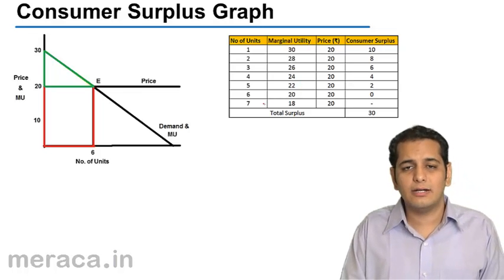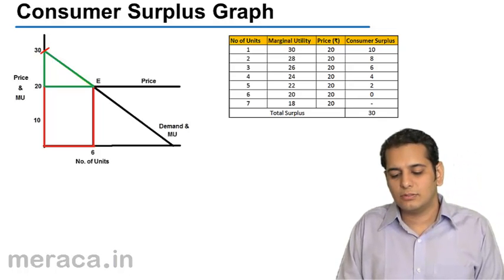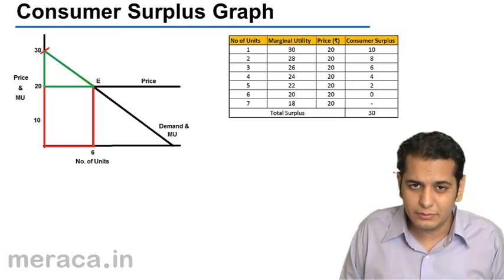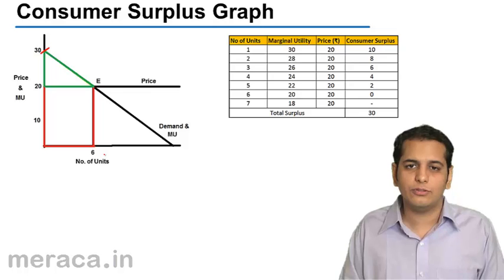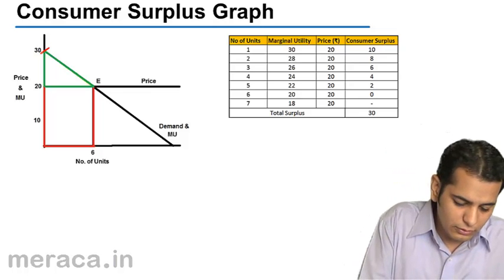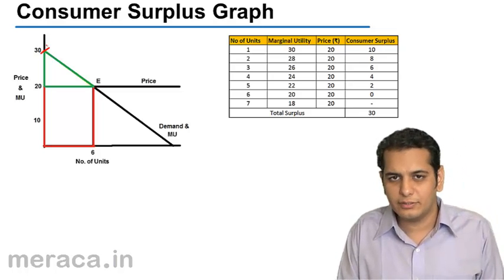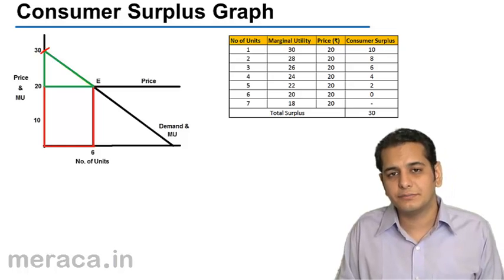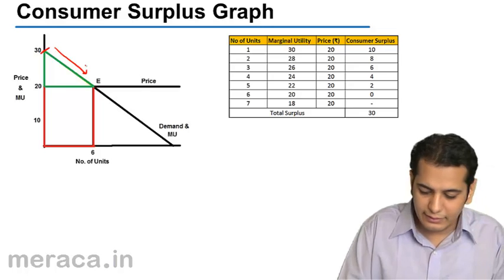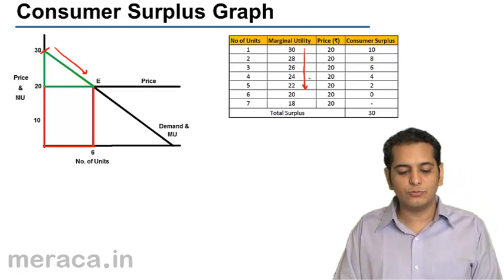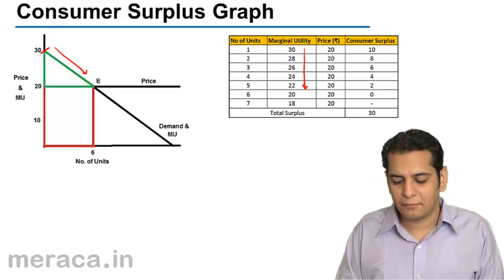We have shown in the graph that the consumer starts with 30 rupees. That is a utility of 30. We have taken price and marginal utility on the y-axis and number of units on the x-axis. So he starts with 30. When he purchases the first chocolate, he gets a satisfaction of 30, and the satisfaction level goes on decreasing as he consumes more and more chocolates. So it goes on falling.